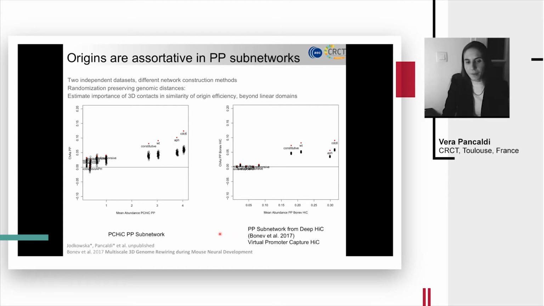And with collaboration from Giorgio in the Cavalli group, we were able to perform a sort of virtual promoter capture Hi-C. This means that we take the very high resolution, deep Hi-C data, and we basically look only at interactions that involve promoter elements. When we do that, we are able to reconstruct similar analysis, and we still see assortativity of our data set for origin efficiency compared to random. So we really think that if we take a promoter-centered version of a chromatin network, efficiency of origins is assortative.